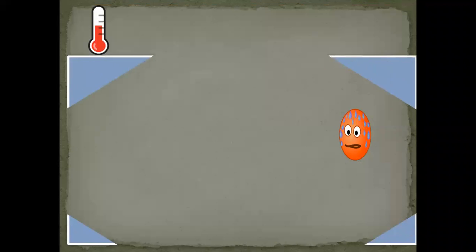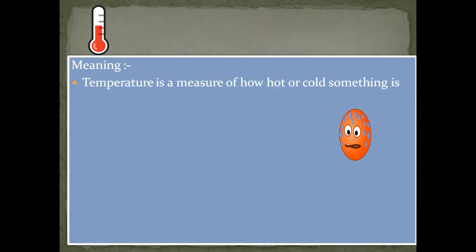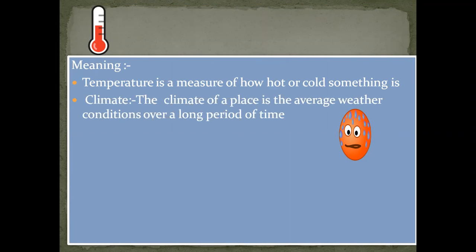So what do you mean by temperature? The temperature is nothing but whether it is hot or cold. What does it measure? The temperature measures how hot or how cold. So what is that? The climate. The climate of a place is the average weather condition over a long period of time. Sometimes it is very hot, sometimes it's very cold.